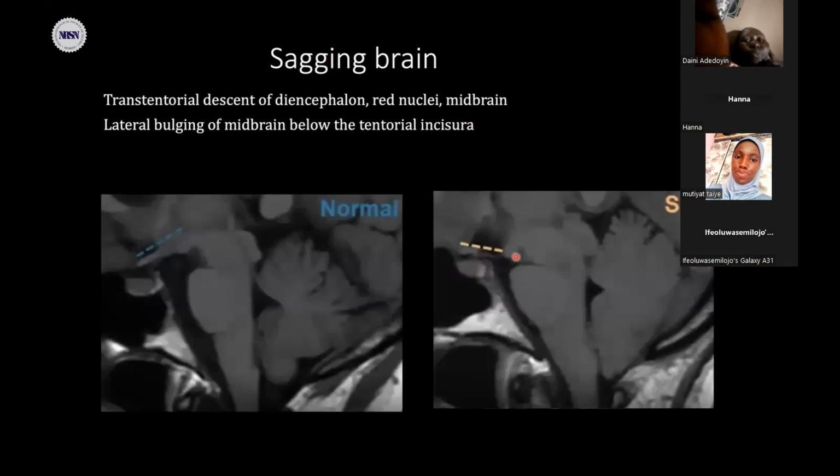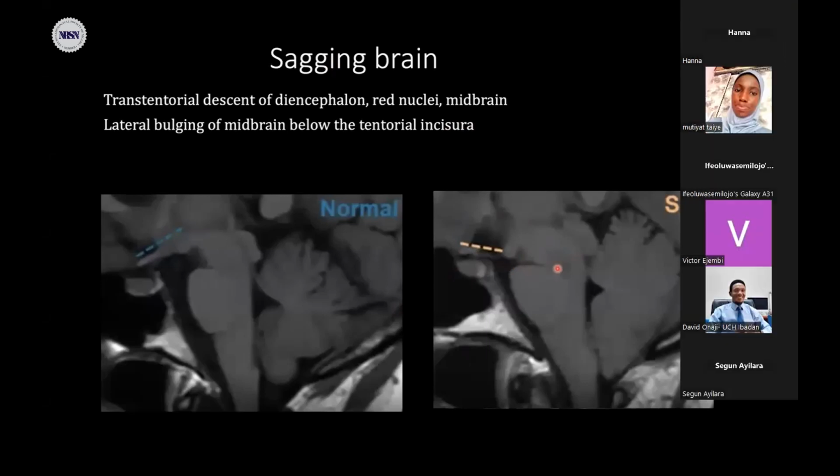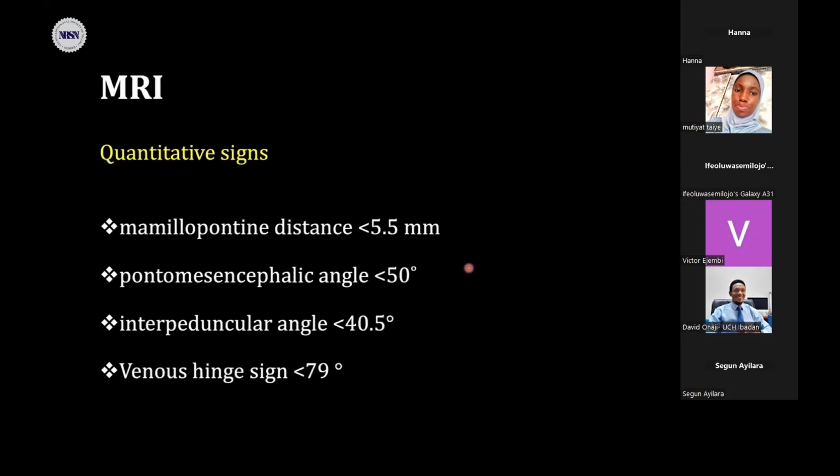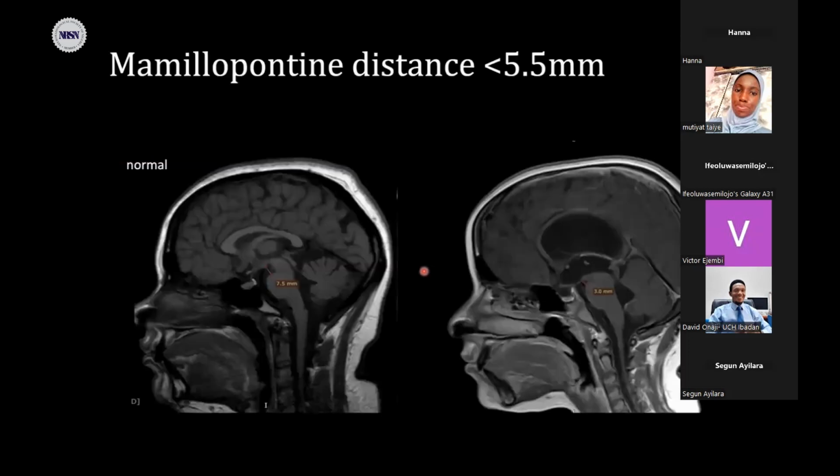So with the SIH, we see that there's downslope of the infundibulum and the hypothalamus over the pituitary gland. So it's important to take note of these other features that we are talking about. You may not find all these qualitative signs on every patient. So it's important to take note of these quantitative measurements that can be done. You can look at the mamillopontine distance, the pontomesencephalic angle, the interpeduncular angle, and the venous hinge sign.